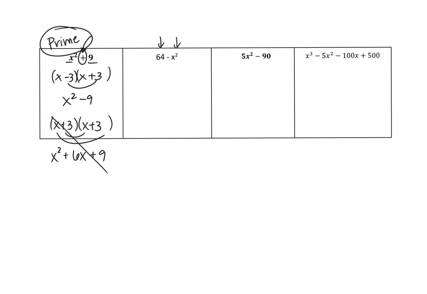Okay, let's look at the second one. Those are both perfect squares and the difference. So square root of 64 is 8, and 8, square root of x squared is x, and then I can have minus and plus, or opposite. It doesn't matter which way.